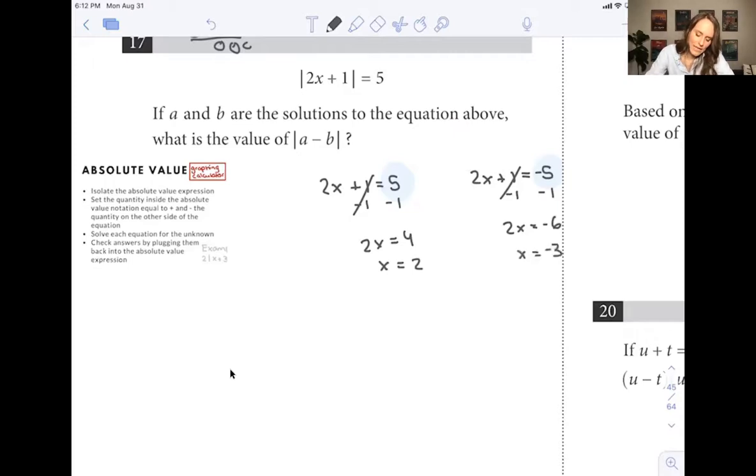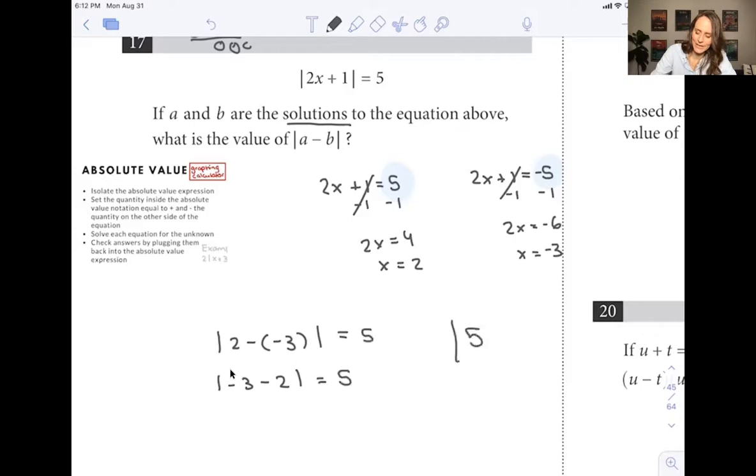And they say if a and b are the solutions, so a and b are 2 and negative 3, what is the absolute value of a minus b? So we could say, hey, what is 2 minus negative 3 equal to? Or what is negative 3 minus 2 equal to? And both of these would equal 5. It doesn't matter which way you do it, you're going to get 5 as your answer.